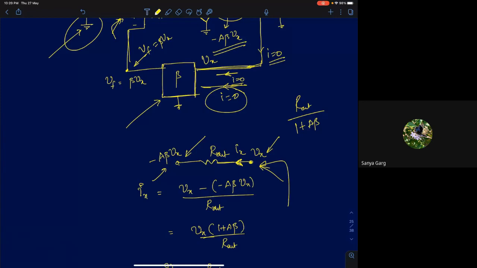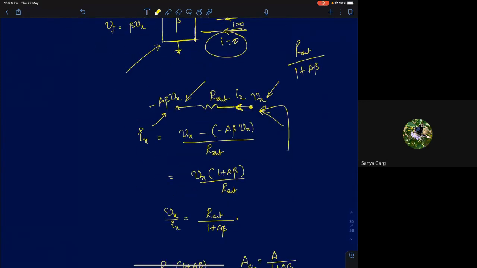But you can also derive it. You can write the expression. Ix is given by Vx minus this node voltage, minus A beta Vx. So you will get Vx into 1 plus A beta by R out. So Vx by Ix is given by R out by 1 plus A beta. So the output resistance in this case is reduced by 1 plus A beta.